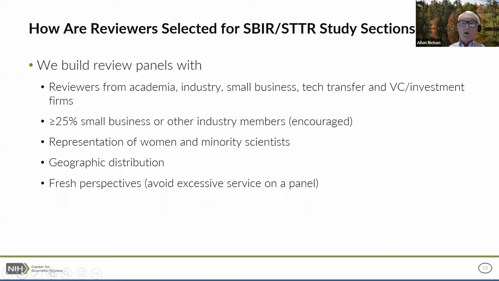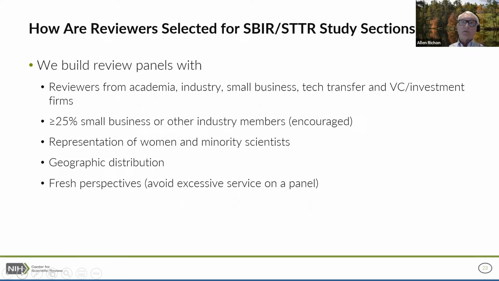We encourage all of our study sections to have 25% of the panel being made up of small business or other industry members. Keep in mind, though, we can invite. That doesn't mean that people are going to accept. So the goal is 25%. We also look for representation from underrepresented minorities, from women, from geographically diverse people. We also look for fresh perspectives.